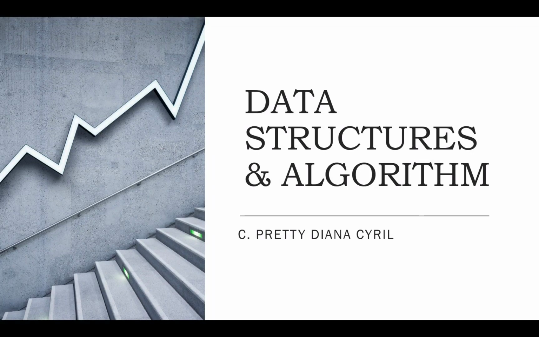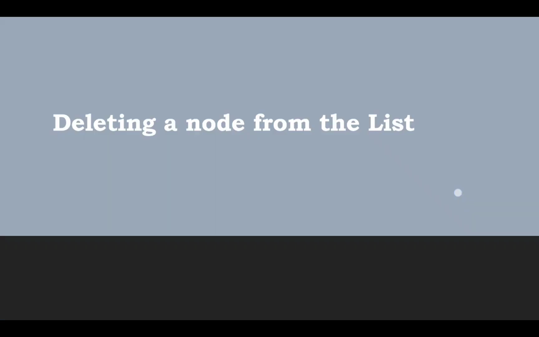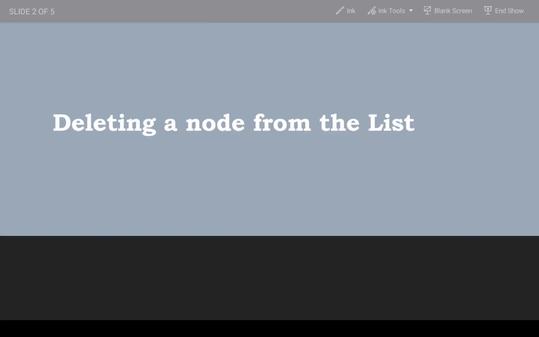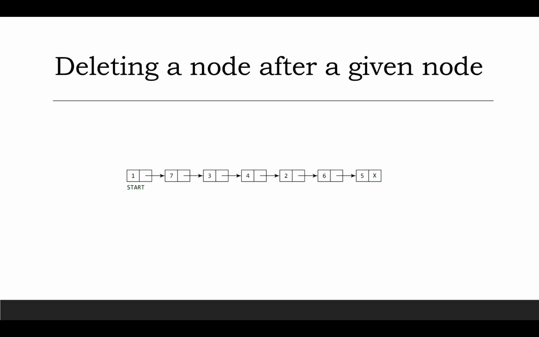So the next deletion method is deleting the node after the given node. In the previous two videos we saw deleting the node at the end and deleting the node at the beginning, and now we are going to see deleting the node after the given node. Here we check the node by using the data value, and we will delete the node after it.